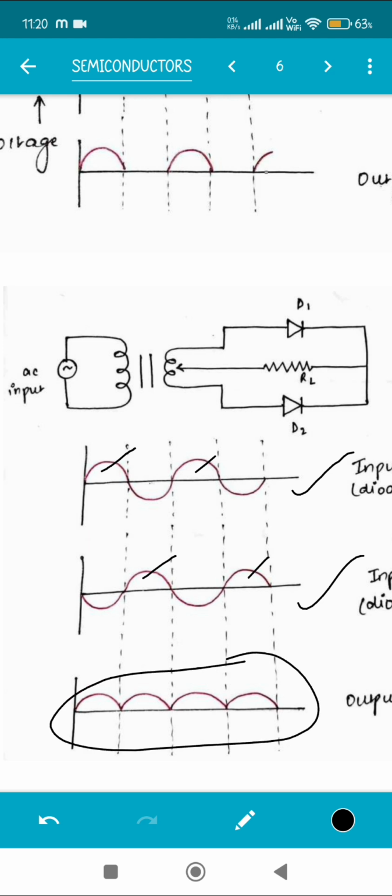I guess it is clear. No negative peaks are shown, only the positive peaks are shown. So this is a full wave rectifier. That means we are converting the AC voltage into a full wave, but in the DC way. Okay, see, there are no lower peaks. So this is the thing.